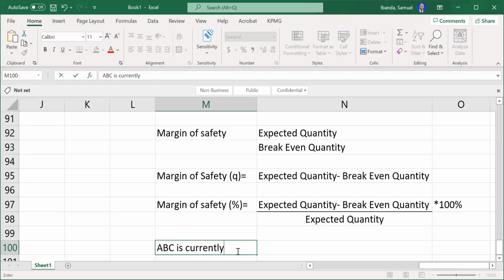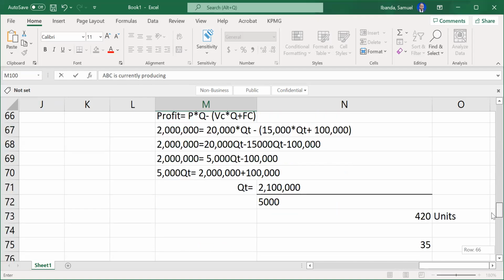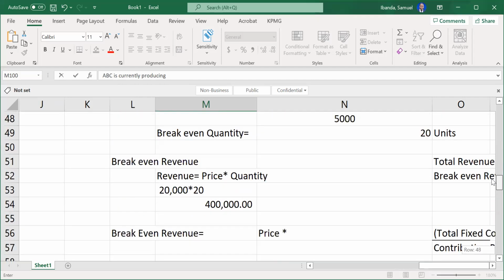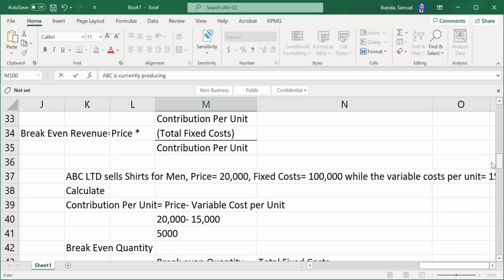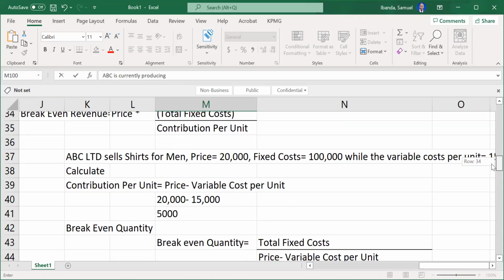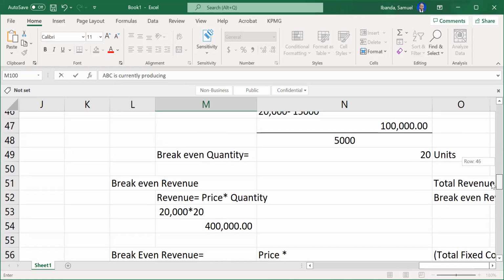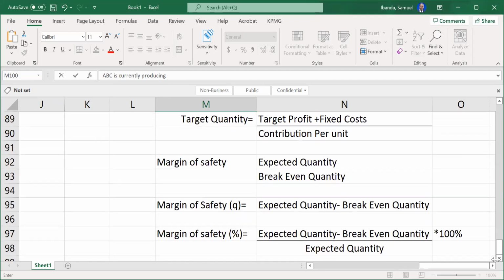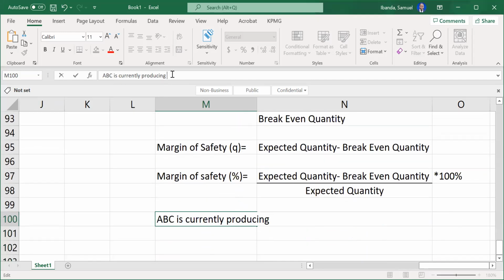ABC is currently producing, let's say they are currently producing, let's just pick information from up here, which we had done. So they're producing shirts at 20K, fixed costs 100, variable costs that, and we got their break-even units as 20 units. So if ABC is producing or selling, let's say, 45 shirts.